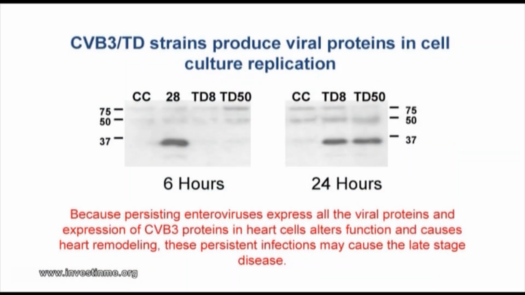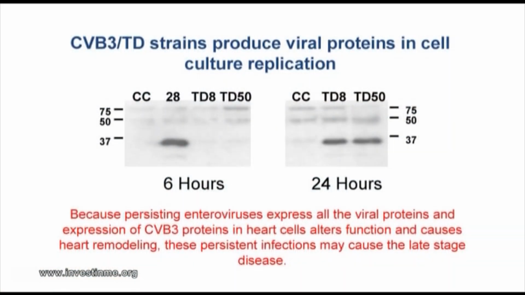And we were able to show, it takes a lot longer in these HeLa cell cultures to produce the viral proteins, but you can detect them. This is what you get with a wild-type virus. 28 is our wild-type virus. You don't see it at the 24-hour time point because by that time, it's killed all the cells. It's only the defective viruses that go on to produce viral proteins.